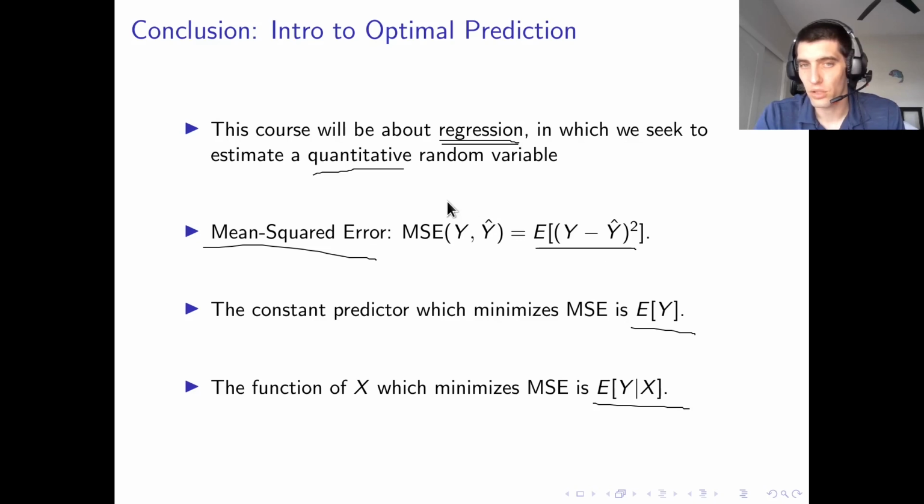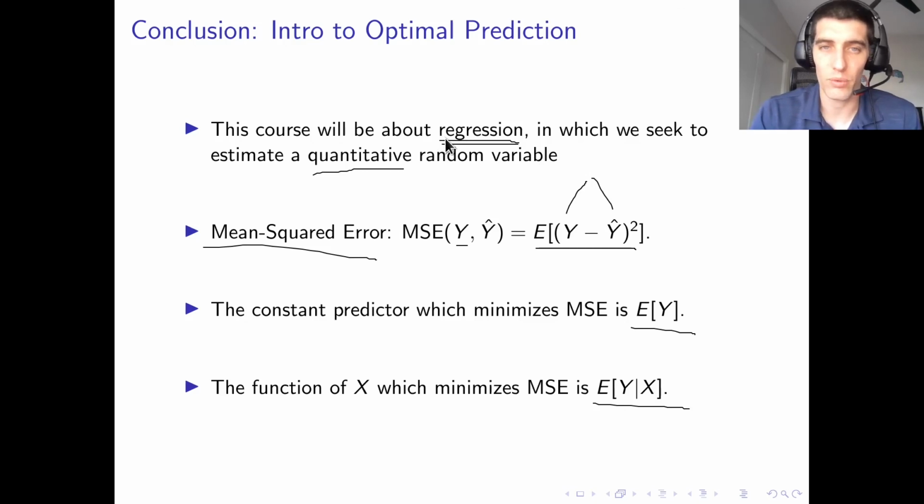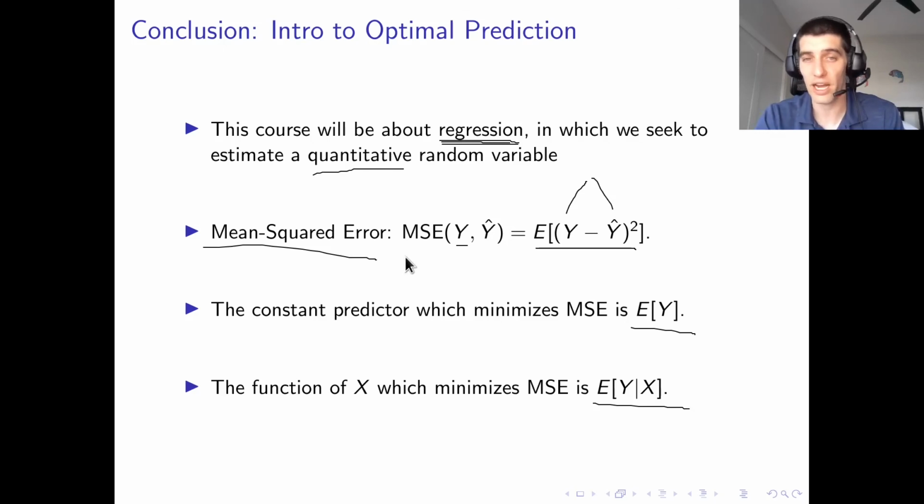The answer is actually no. The reason is, if y is a category, what does it mean to subtract categories? That's not well defined. If I say yes, approved for security clearance, no, not approved, you can't subtract categories. That's not defined for that type of random variable. And so when we restrict to regression, where we're estimating quantitative random variables, that allows us to define mean squared error, which we can't otherwise. So that's a quick comment on why these two bullet points are related.